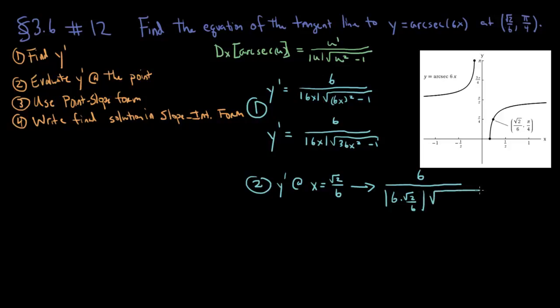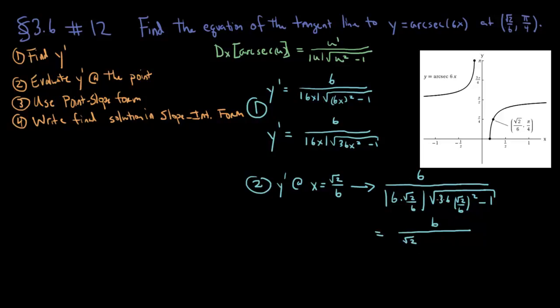Alright, times the square root of 36 times the square root of 2 over 6 squared minus 1. Okay, so we get 6 divided by, now the square root of 2 over 6 times 6 just leaves us with the square root of 2, or the absolute value of the square root of 2. But what's the absolute value of the square root of 2? That's a positive number, so that's just square root of 2.